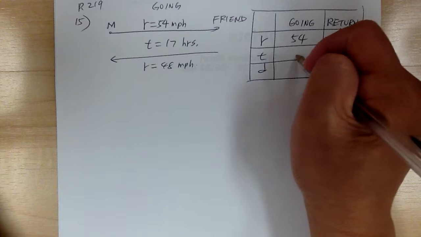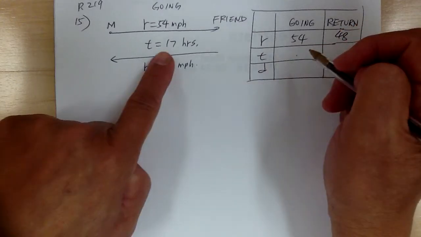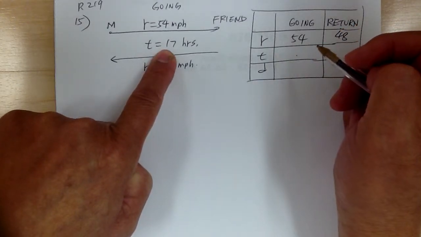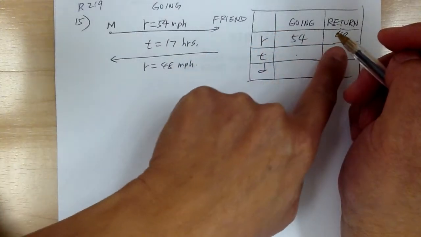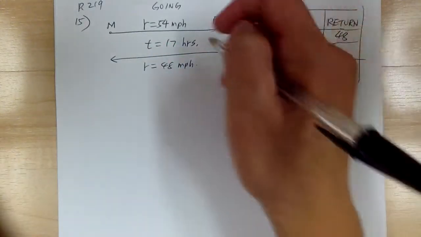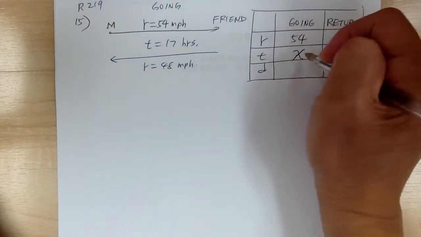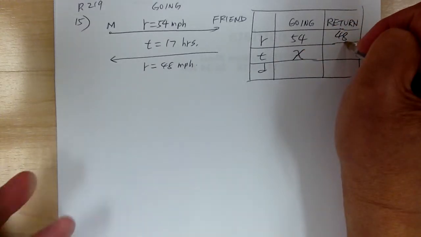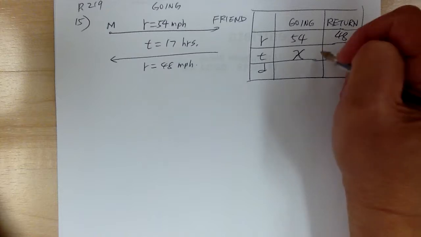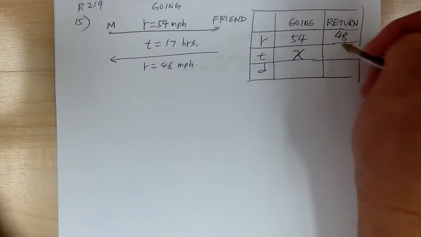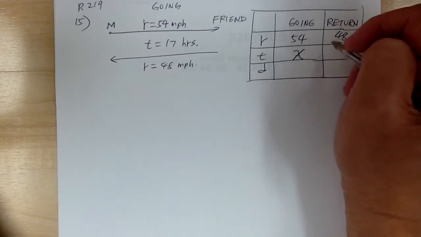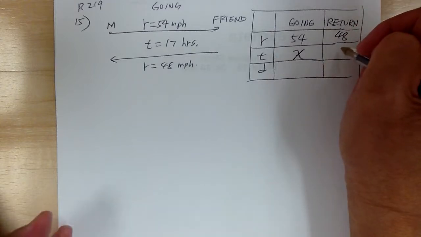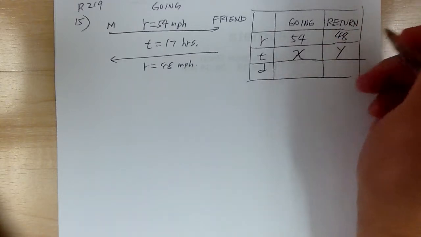Now the time, it doesn't tell you. Don't put in 17. 17 is the total. So it's not for going and it's not for return. It's for the total. So you want to put x over here. You don't know, so you put x. Now for return, again, you don't know what the return is, but you cannot use the x because you don't know if they're the same or not, right? Don't assume they're the same. So use a y.